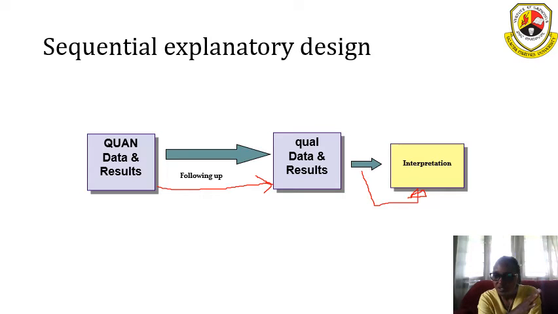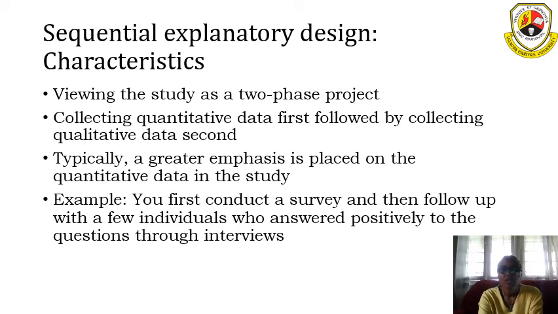Remember, explanatory is more on the quantitative side. So the sequential explanatory design basically is a two-phase project. The researcher starts by collecting quantitative data. Typically the emphasis is more on the quantitative data. That is the biggest part of the research.